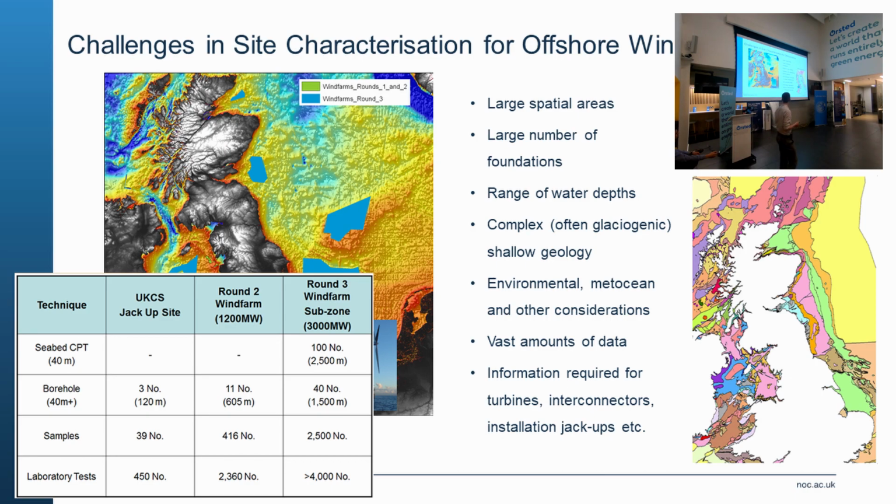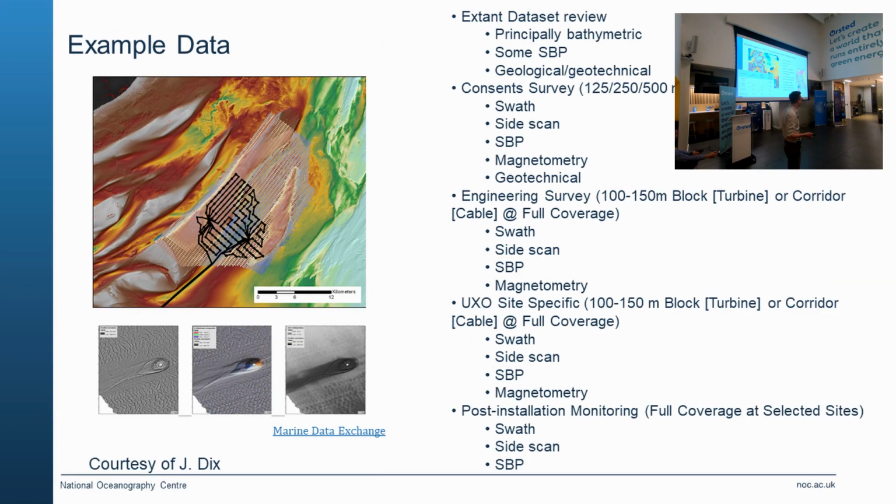This is very, very much simplified. And some idea of the range of, say, number of laboratory tests or samples in the far right column that you might be anticipating for a round 3 wind farm. So a lot of data to be dealt with. So some overviews of some of the geophysical and geotechnical data sets that you might deal with.